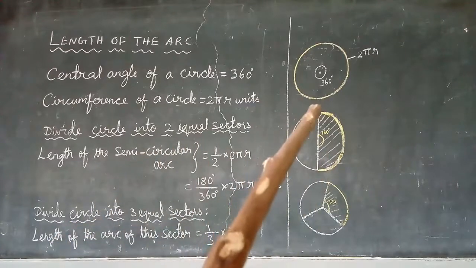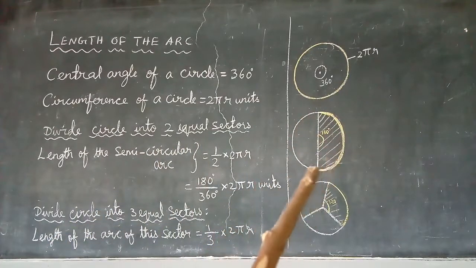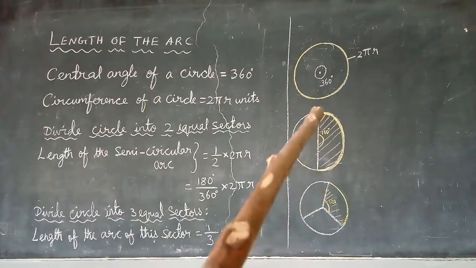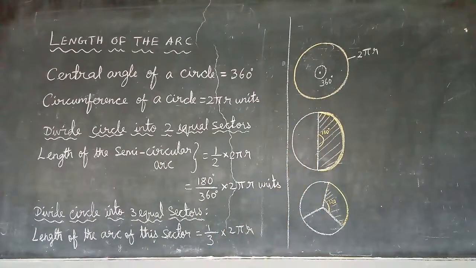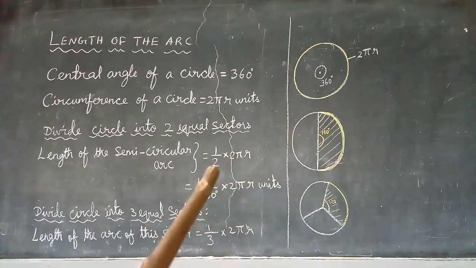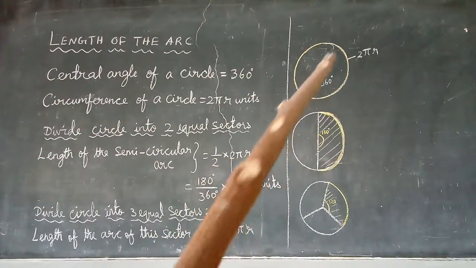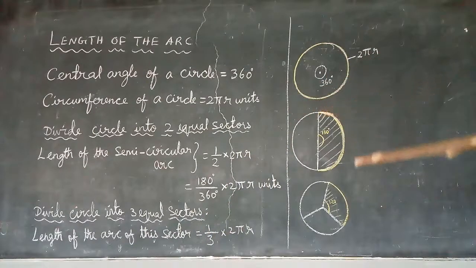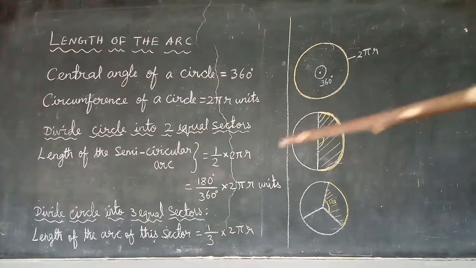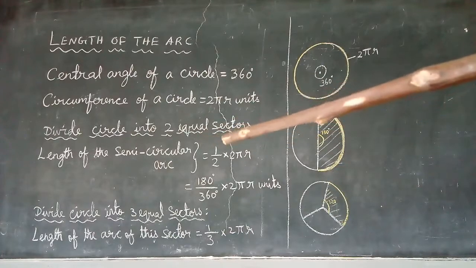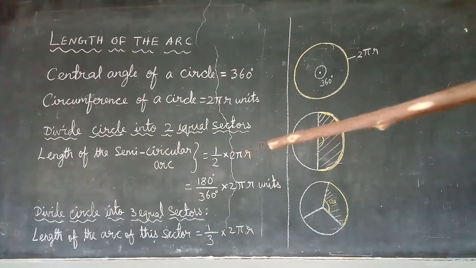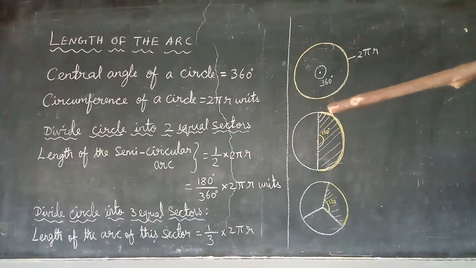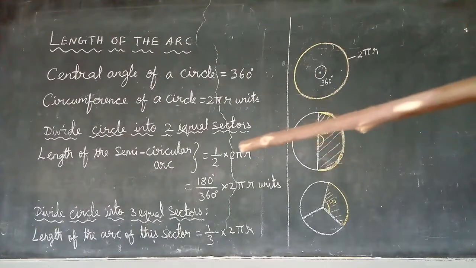In the shaded portion, from here to here, what will be the length of this semicircle? The length of the semicircular arc is half of the circumference of the circle. Half of the circumference is half of 2 pi r. So the length of the semicircular arc is 1/2 into 2 pi r.